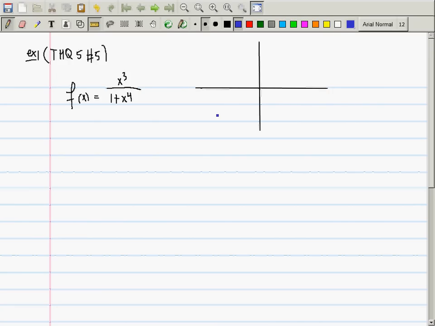Okay, let's try and draw it here. So it sort of goes down, and then up, and then flat, and then up, and then down. So it's a graph that looks a little bit like that.